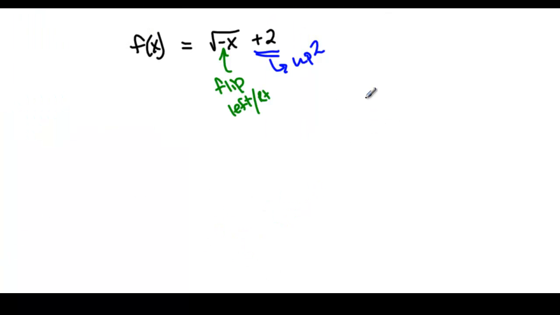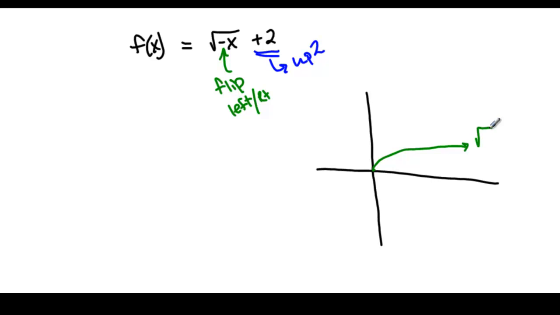So for this, the general idea would be taking our graph, so our square root of x, we would need to flip it left or right, or reflect it left or right. Let's try that again. General idea. And then we would need to take that up 2. So we'd go up 2. We'd end up right there.